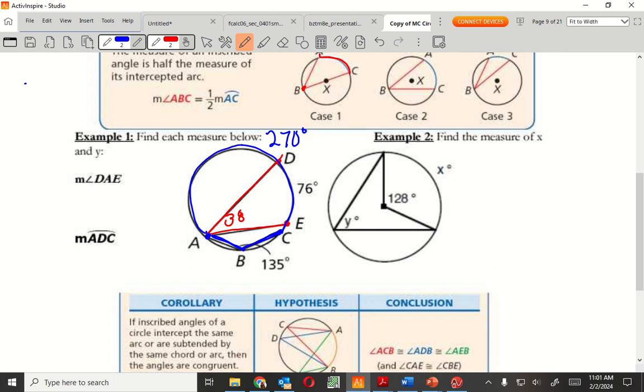So now, let's say this. Measure of angle DAE. DAE, we said, was 38 degrees. Measure of the arc ADC, A to D to C, was 270 degrees.